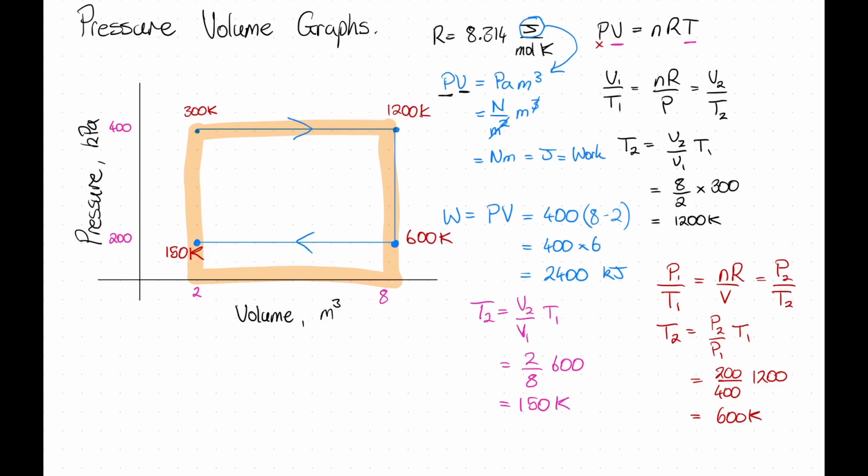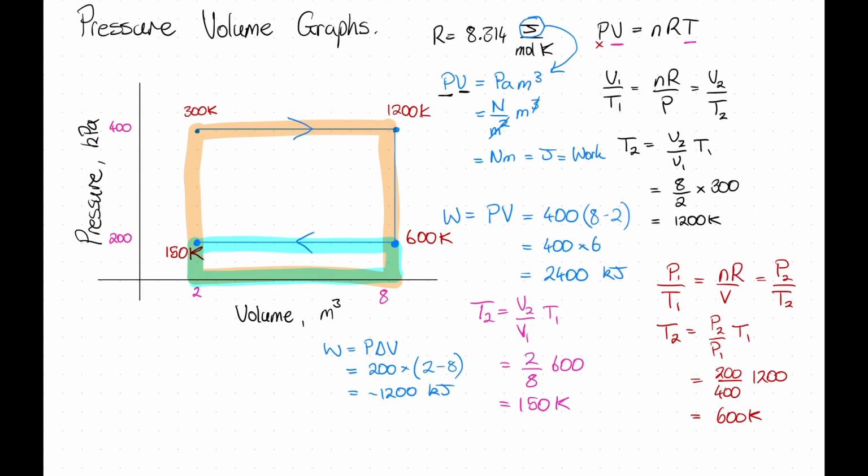Now we have another area. So we've got this area here where there is a volume change at a constant pressure. So let's look at this area here. In this situation, we're going to be looking at the work done of our blue section. So the work is equal to my pressure times the change in volume. Well, the pressure is constant, so that's going to be 200 kilopascals times our change in volume, which is going to be equal to our final minus our initial. So 2 minus 8. So solving this is going to get us minus 1200 kilojoules.